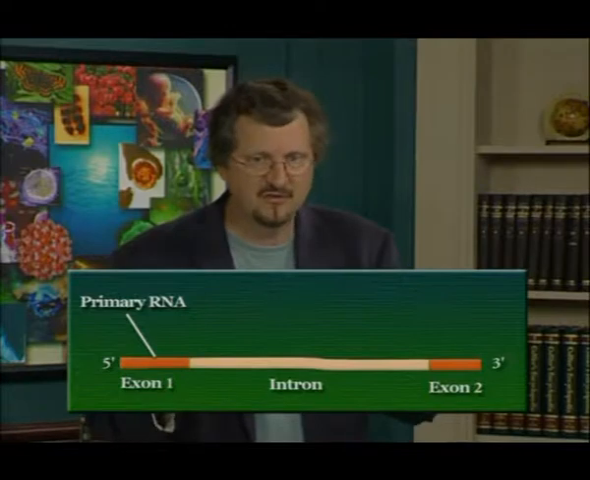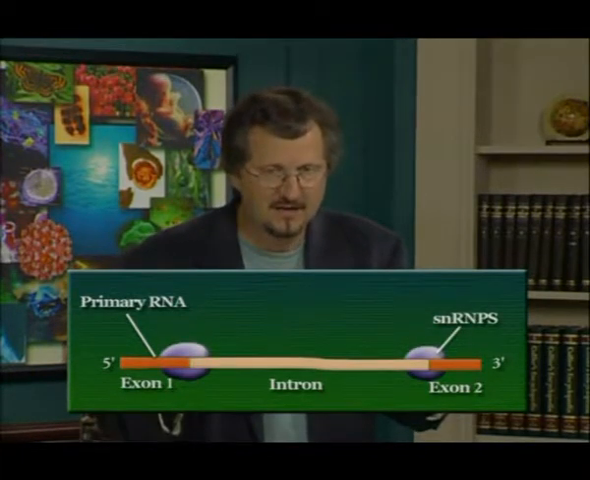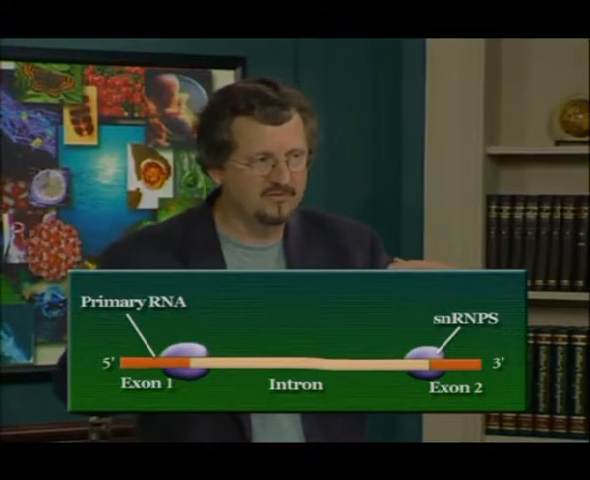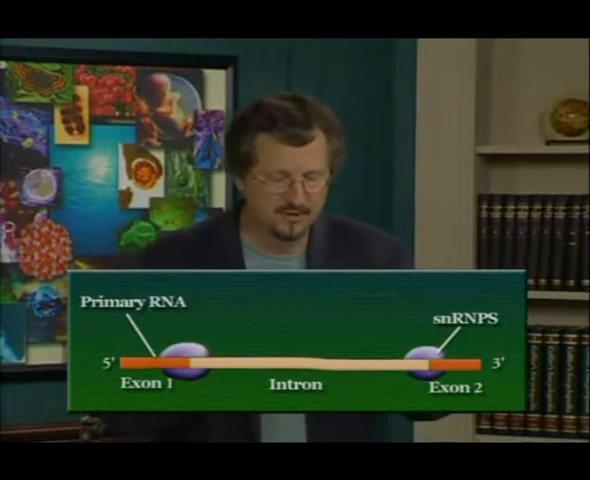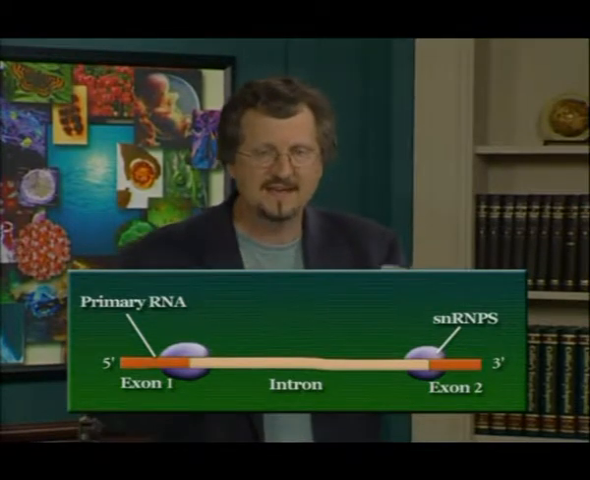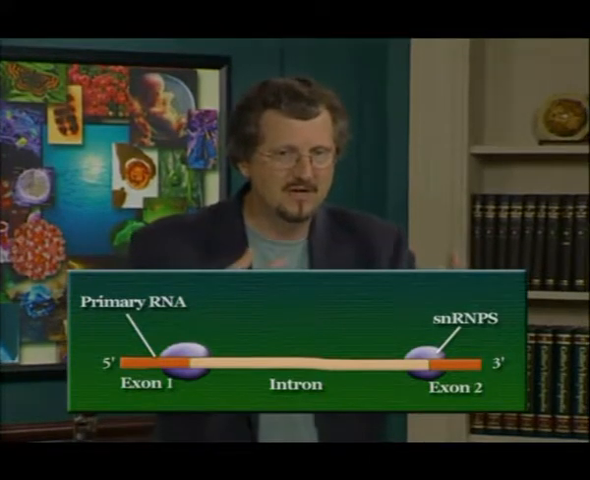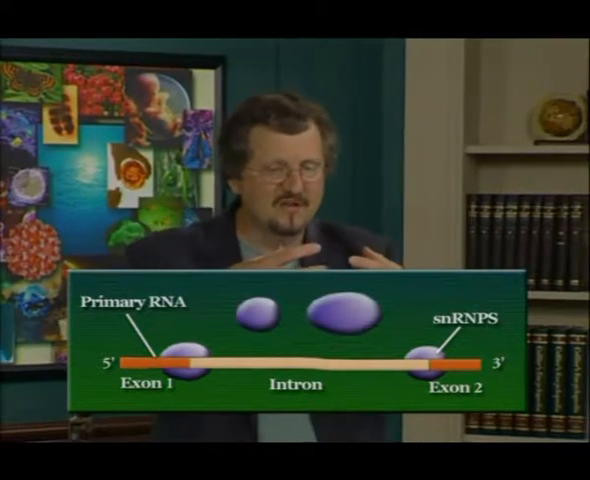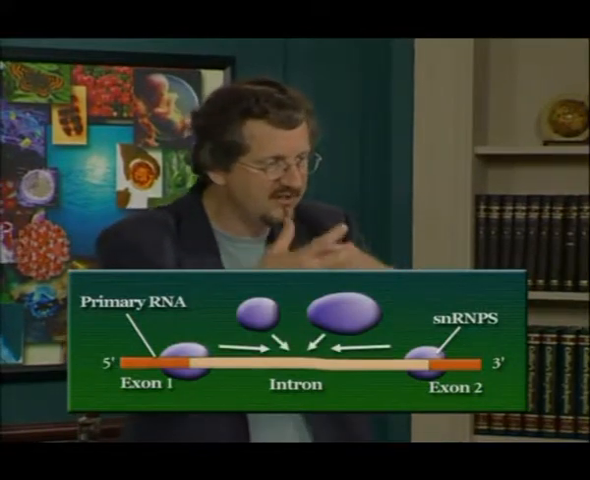They identify those regions that are the boundaries of an intron at either side. And again, I want to remind you, these SNRPs themselves are very complicated protein RNA complexes. Once these SNRPs have identified these boundaries, they attach to them, and then these SNRPs are brought together by another set of SNRPs, and they form a fairly large complex that we call a spliceosome.